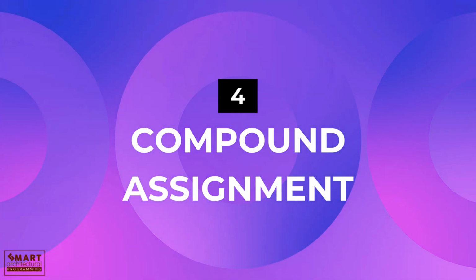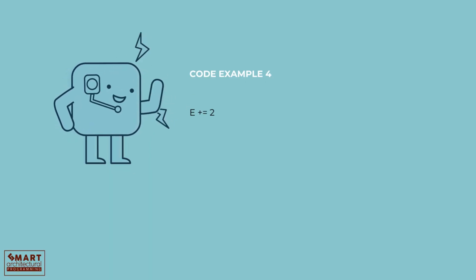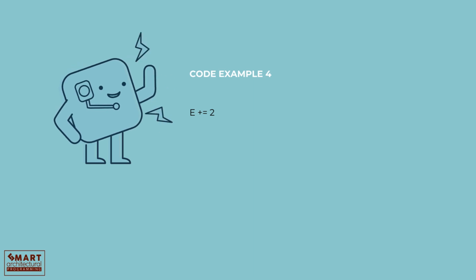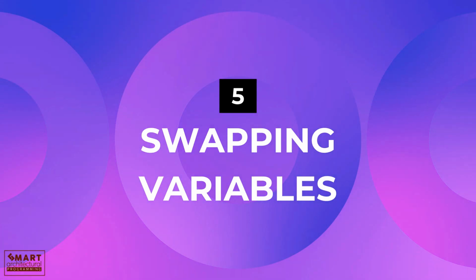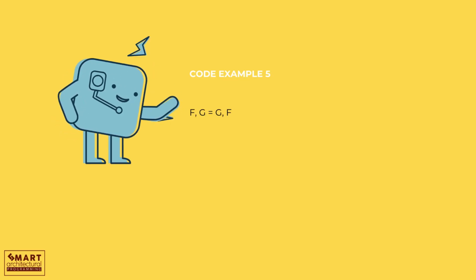Compound assignments combine an operation with an assignment. This is shorthand for E equals E plus 2. It increments E by 2. A cool trick in Python is swapping variables in one line. Here, the values of F and G are swapped.